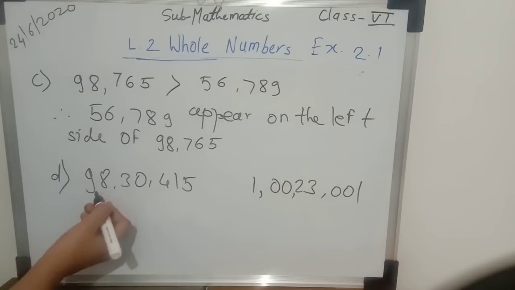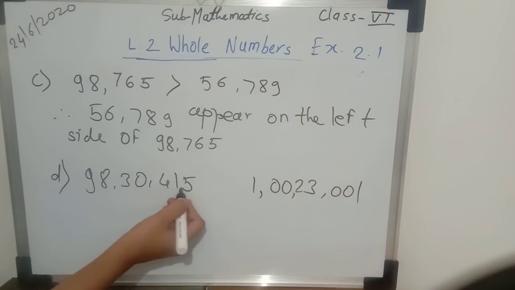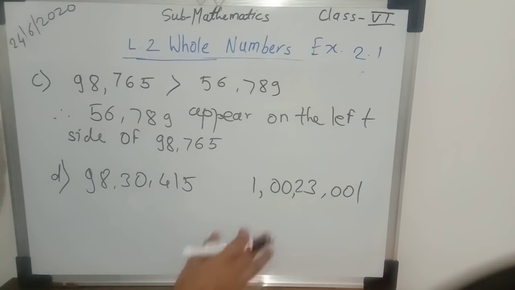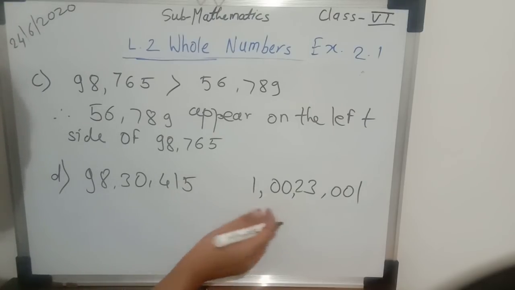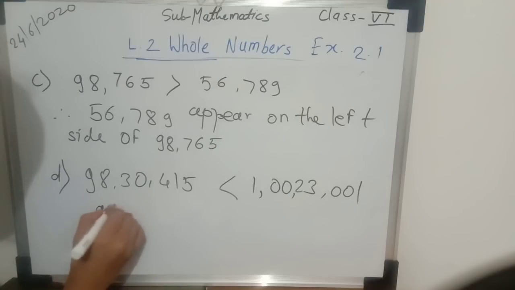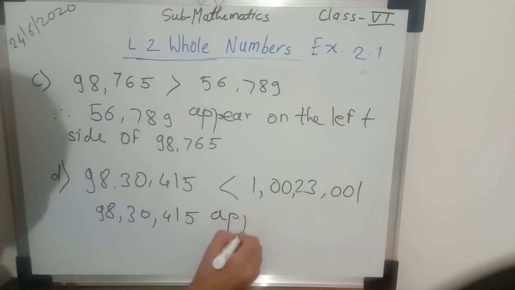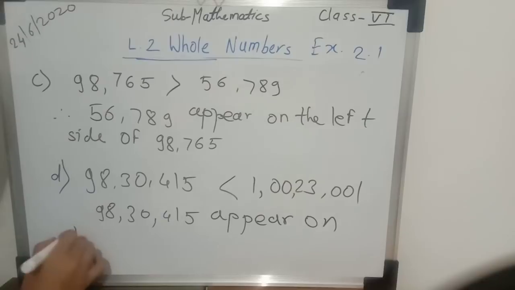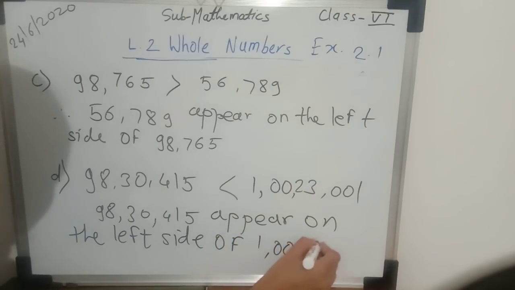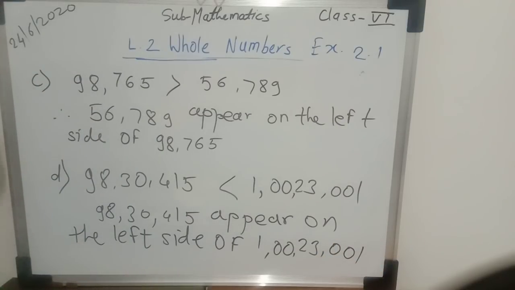Okay, so here 98,30,415 is the first number, and the second number is 1,23,001. So here which value is more? That is the 1 crore. So 1 crore automatically means this number is greater than the other number. So here 1 crore is greater than 98,30,450. So we can say that 98,30,415 appears on the left side of 1,23,001.